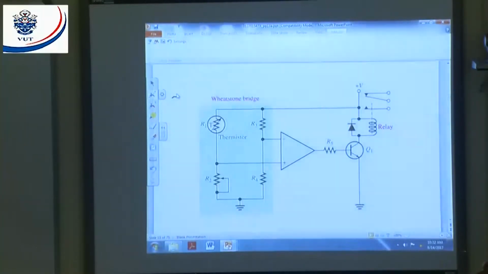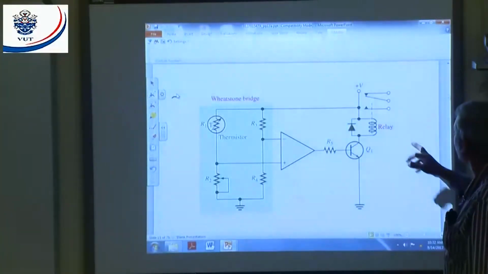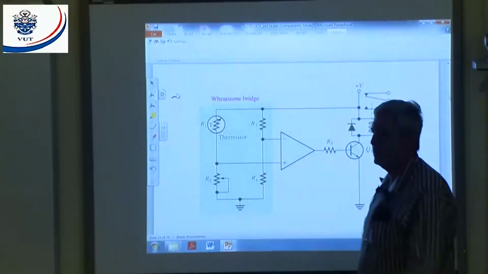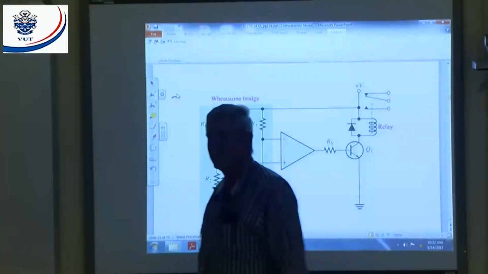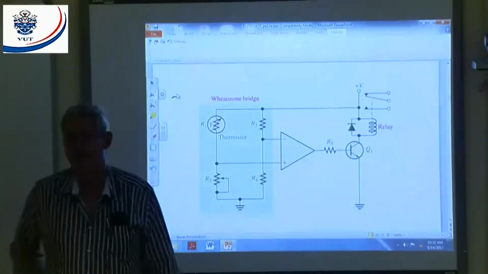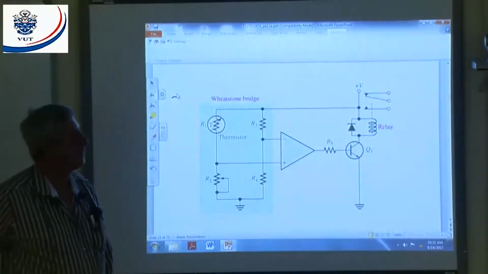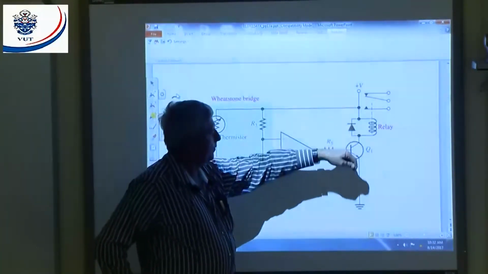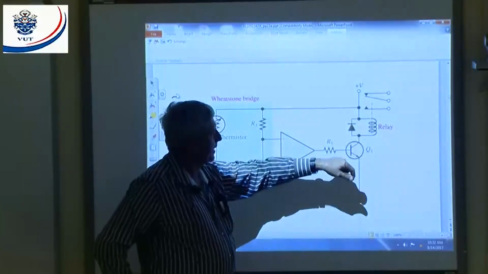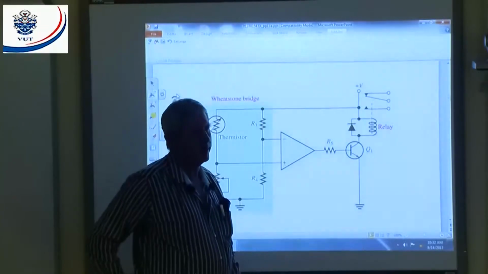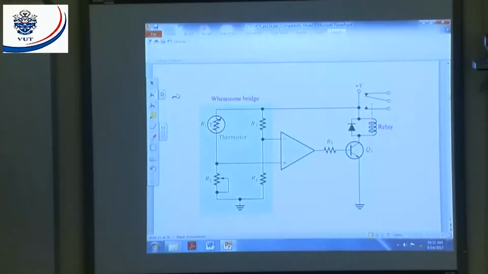What is the purpose of this diode? I don't mention it in the book, but I think it's quite important. Anybody? When the current is flowing in that direction, is the diode forward biased or reverse biased? It's reverse biased. That means I can take it out. It's like an open circuit and won't do anything. But what happens when my transistor switches off?